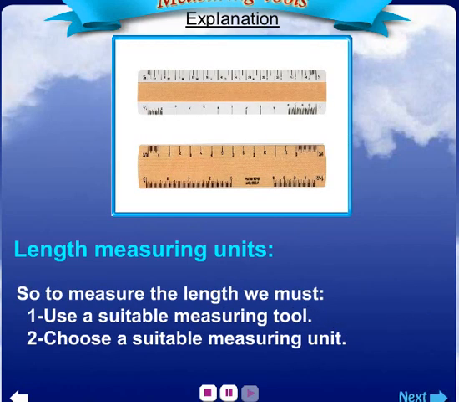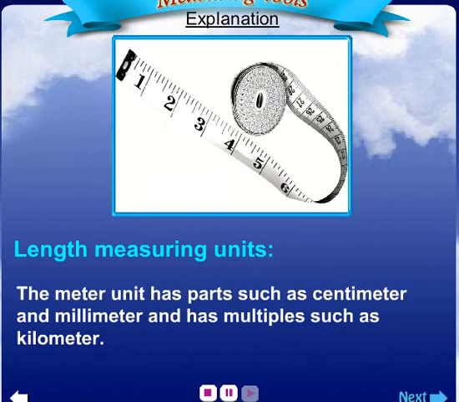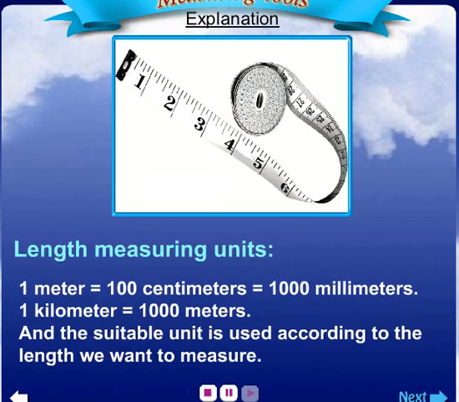So, to measure the length, we must, number 1, use a suitable measuring tool. 2, choose a suitable measuring unit. The meter unit has parts such as centimeter and millimeter, and has multiples such as kilometers. 1 meter equals 100 centimeters, that equals 1000 millimeters. 1 kilometer equals 1000 meters, and the suitable unit is used according to the length we want to measure.